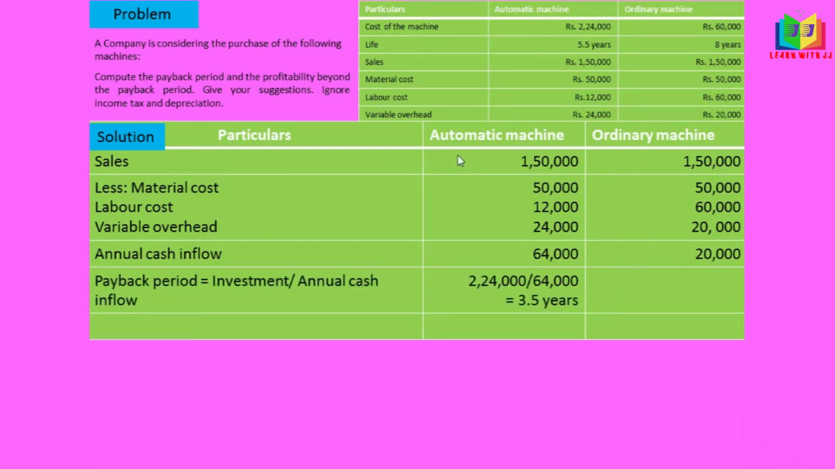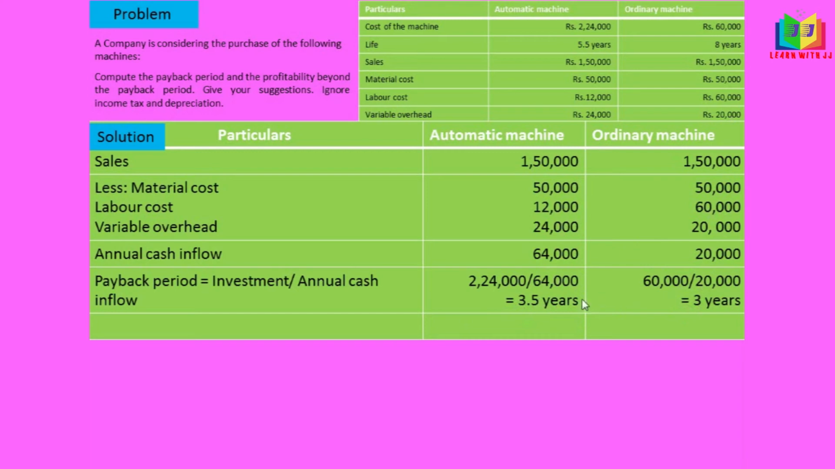First we'll do it for this automatic machine. 2,24,000 divided by 64,000 annual cash inflow, we'll get 3.5 years. This is the payback period for this automatic machine, and we'll calculate for ordinary machine. 60,000 divided by 20,000 will get 3 years. And they asked to give us suggestion. So comparing this payback period of both the machines, the ordinary machine gives the faster payback, 3 years, and automatic machine took 3.5 years to pay back the original investment.